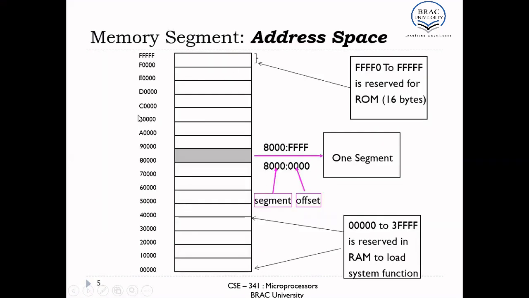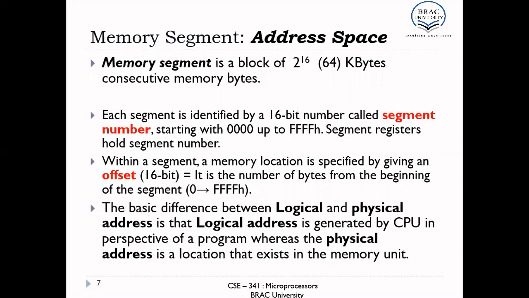This is a memory, and these are physical addresses, of 5 hexadecimal digits, that is, 20 bits. The CPU does not know these addresses. The CPU only knows the logical address. Suppose 8000 is the segment number and FFFF is the offset, right? These are logical addresses. The CPU only knows these values, but this is a physical address. The CPU does not know this. It is an identifier within the memory, but not in the CPU. So these are the basic differences between physical address and logical address.